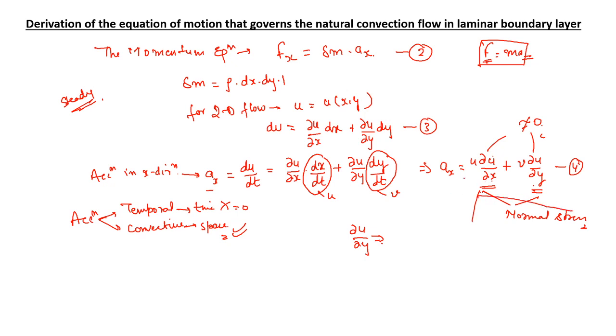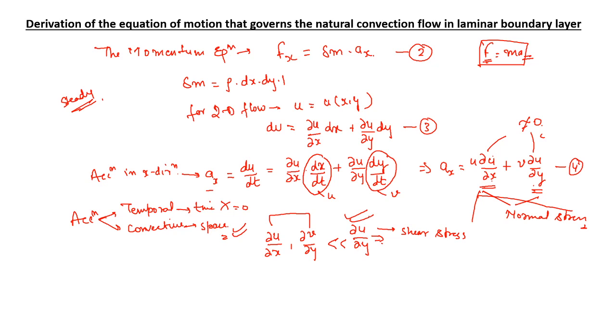Let's clear this up. I'm repeating this because there's some confusion. The normal stress is related to the velocity gradients del u by del x and del v by del y, which are much less than del u by del y, to which shear stress is related. So these two are for normal stress and this one is for shear stress.